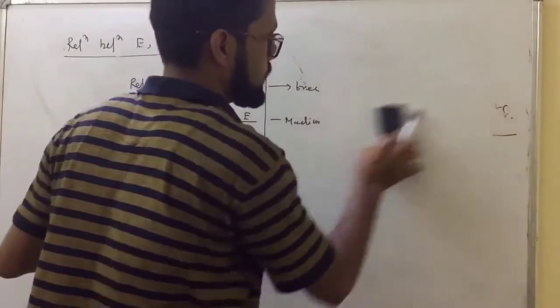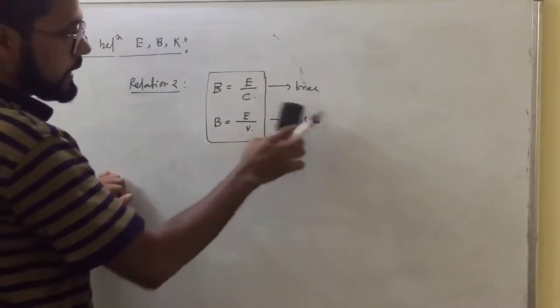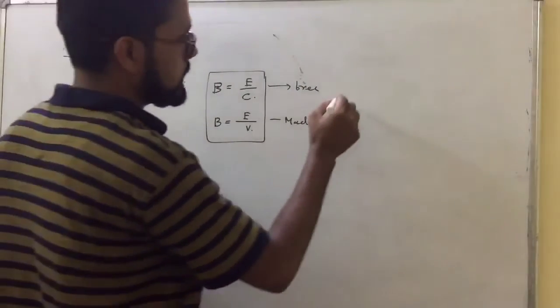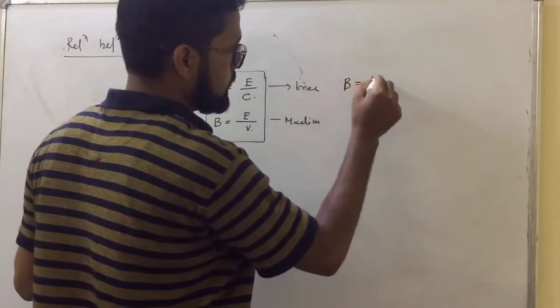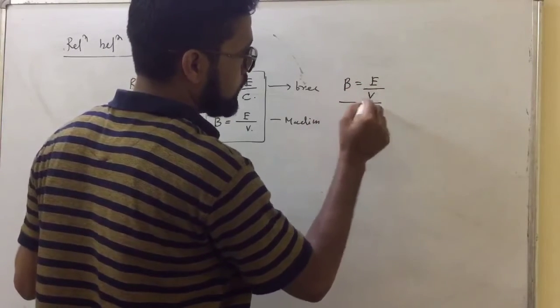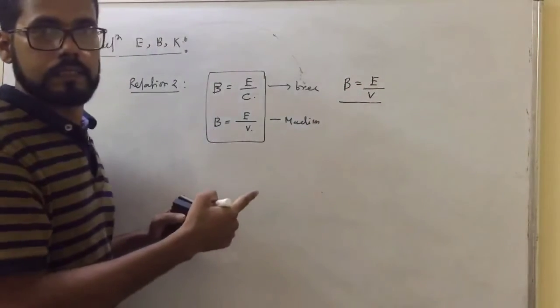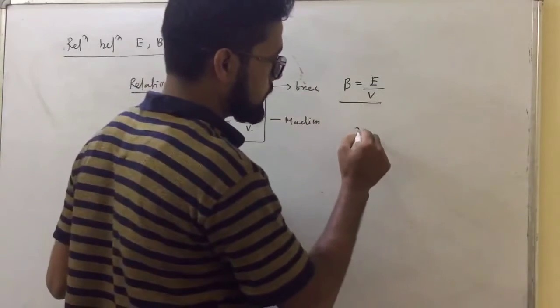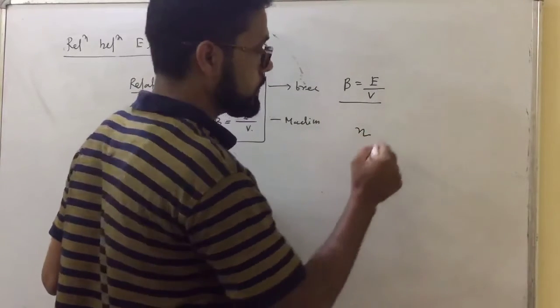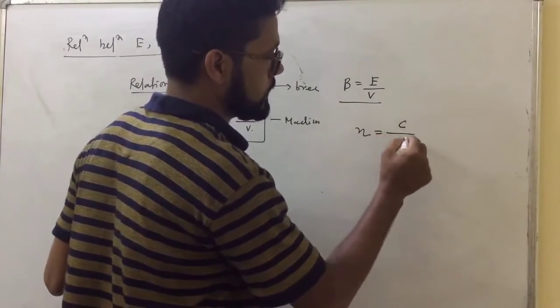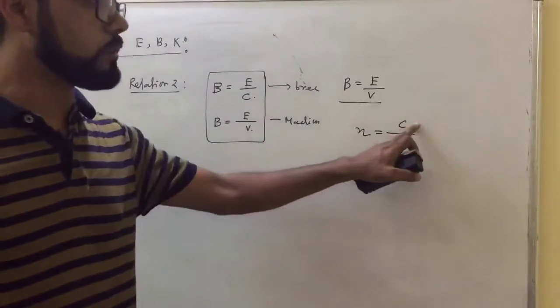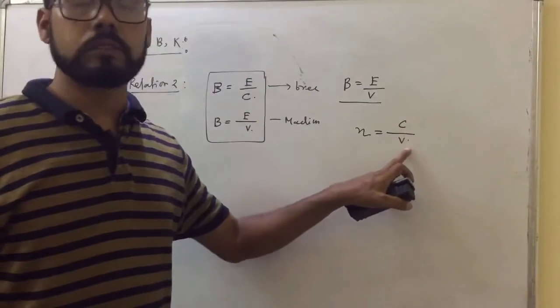Second point, this is the relation, but in case of a medium, we have to write B equal to E by V. Now V is the velocity of light in the medium. In that case, we have to introduce the refractive index. Refractive index means C by V. C means the velocity of light, which is constant, and V means the velocity in the medium.